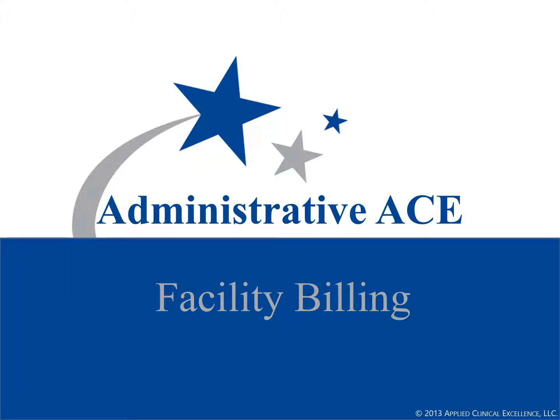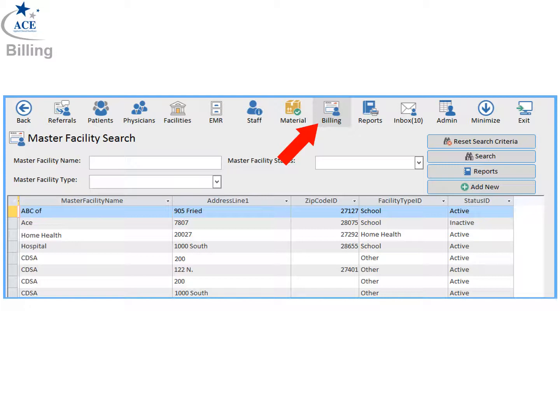Next, we're going to talk about facility billing and how this is completed within the billing section of ACE. The billing section of ACE displays all information related to master facilities. Master facilities are facilities that are billed for services.